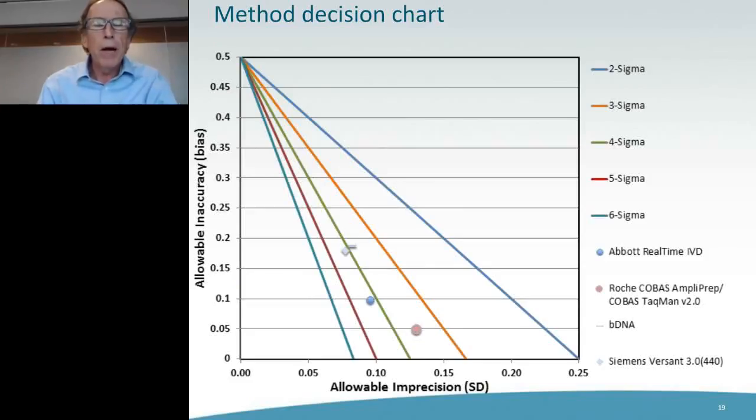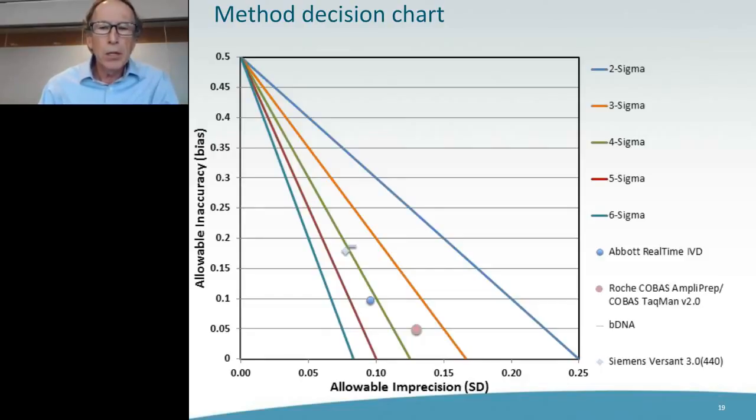So here's a plot of the method decision chart. And again, we're plotting allowable inaccuracy or bias on the y-axis, going from 0 to 0.5, which for this particular application is what we've set the spec at, and the allowable imprecision or standard deviation on the x-axis. And you can see the sigma lines 2, 3, 4, 5, 6. Now, we have 4 data sets here. We have Abbott Real-Time, the blue circle, Roche-Cobas assay, the pinkish circle, and the diamond and the dash being Siemens bDNA and a bDNA assay.